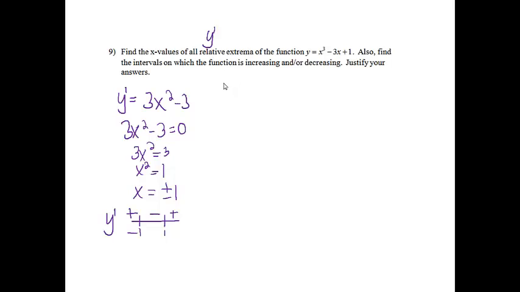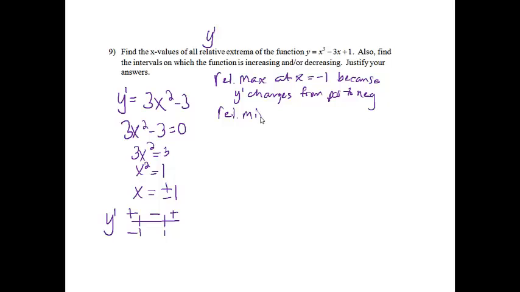It says find all relative extrema. So I would say that there is a relative max at x equals negative 1, and it just does say to justify your answer. So I will say because y prime changes from positive to negative. Okay, there's going to be a relative min at x equals 1, and that will be because y prime changes from negative to positive.